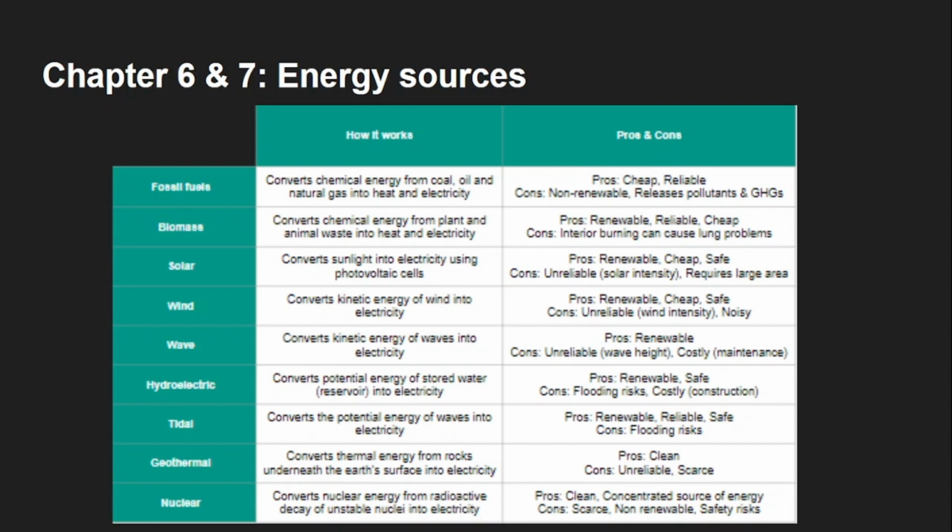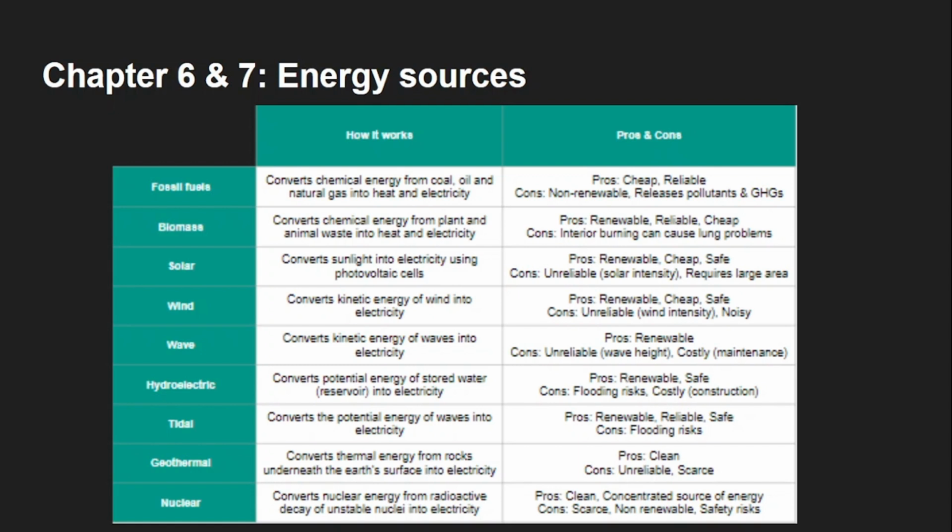The next one is biomass. Biomass tends to convert chemical energy from plant and animal waste into heat and electricity. So it works in a very similar way to fossil fuels, but it uses the waste of plants and animals to be able to do that.